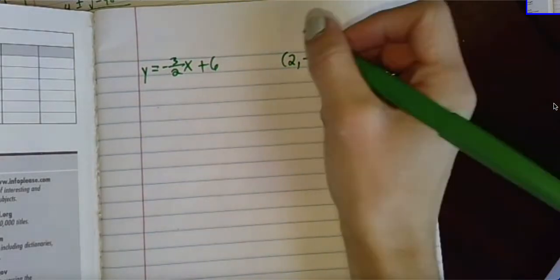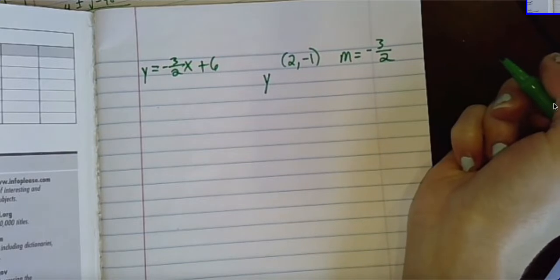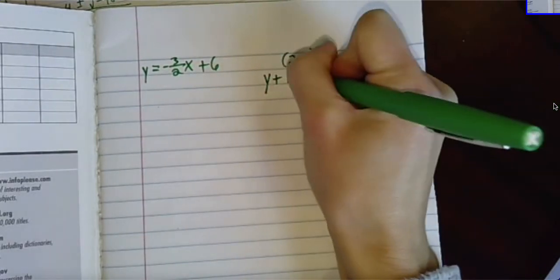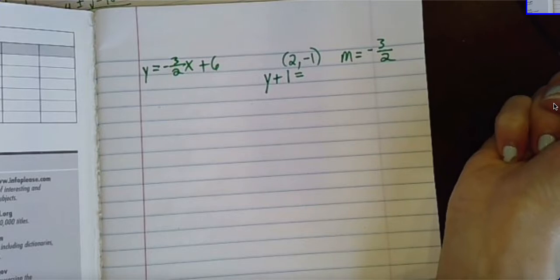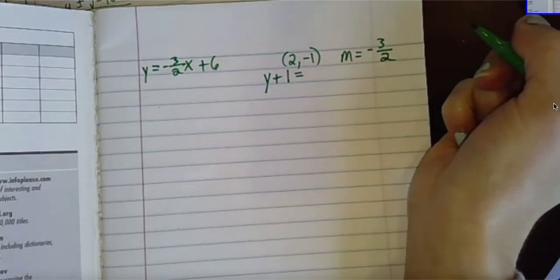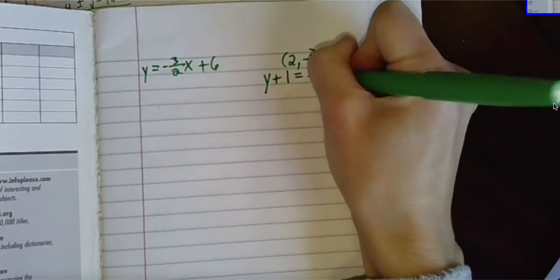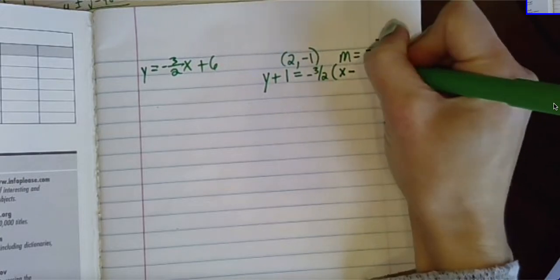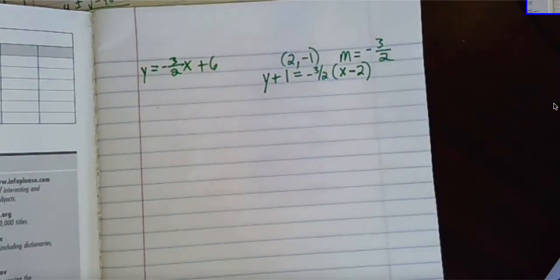So I'm going to put y minus my y value. But what's my y value? So I put y plus 1 equals, what's my slope? Yep. Negative 3 halves times x minus, what's my x value? There you go. Does anybody have a question on where a number came from before I move on?